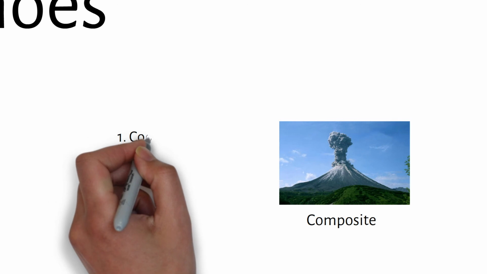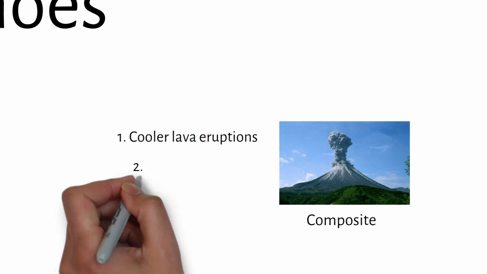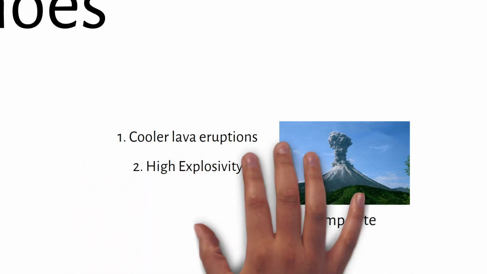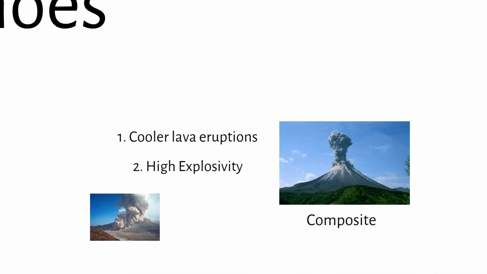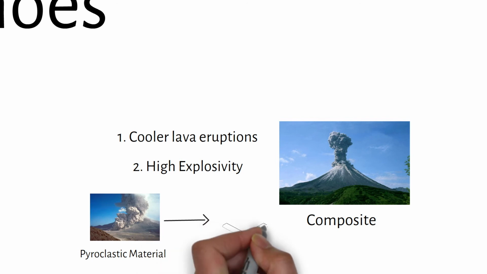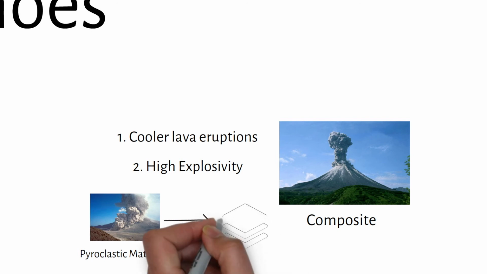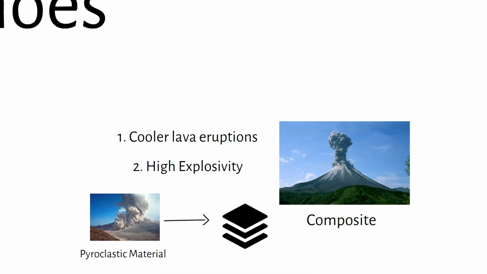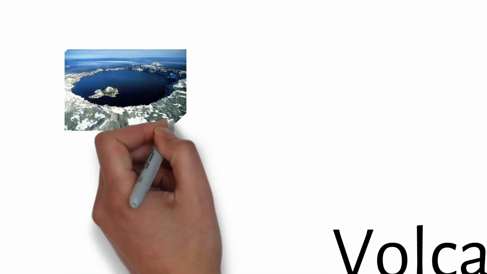Composite volcanoes occur due to cooler lava eruptions. They have high explosivity. Large quantities of pyroclastic material gets released due to these volcanoes. The material accumulates at the vent openings, forming layers, and thus the name composite volcanoes.